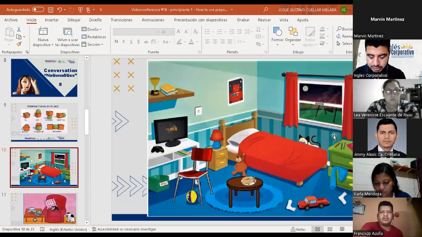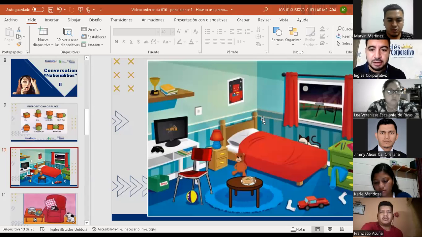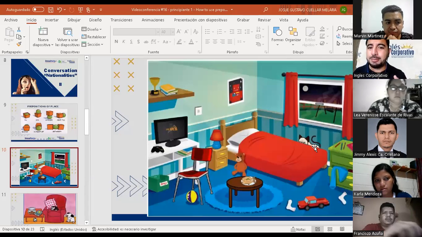Y vamos a comenzar. Vamos a comenzar con Helen. Okay. Ya dije una. The cat is behind the bed. El gato está atrás de la cama. ¿Qué otro podremos ver?